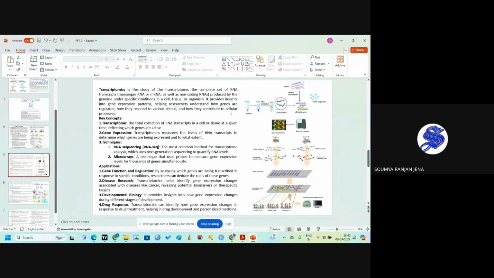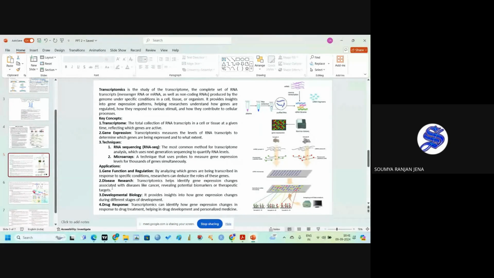How will we study this transcriptomics? If we go to the different transcriptomics techniques, we study RNA sequencing, or RNA-seq, using the Illumina machine, that is the Illumina MiniSeq platform. This is the most common method for transcriptomic analysis, which uses next generation sequencing to quantify RNA levels. This machine directly reads all the mRNA molecules or cDNA molecules.